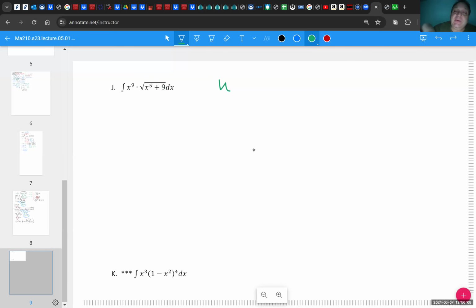Letting u be the whole square root thing is probably too much. It doesn't quite work out. But if I just let u be the inside part, it does work out quite nicely. So x to the 5th plus 9 is my choice for u. The inside square root part is what I'm going to be substituting for u. And let me go ahead and calculate my dx as usual.